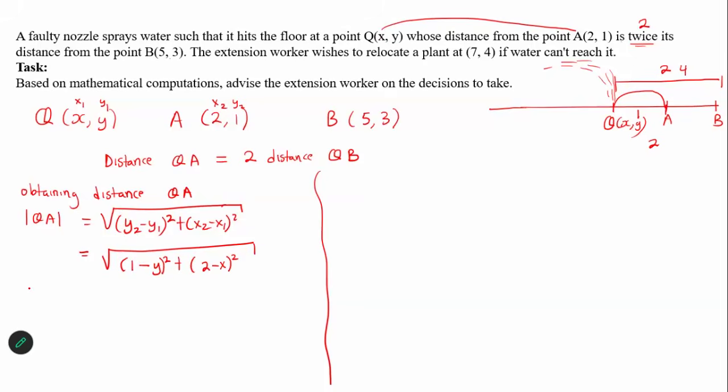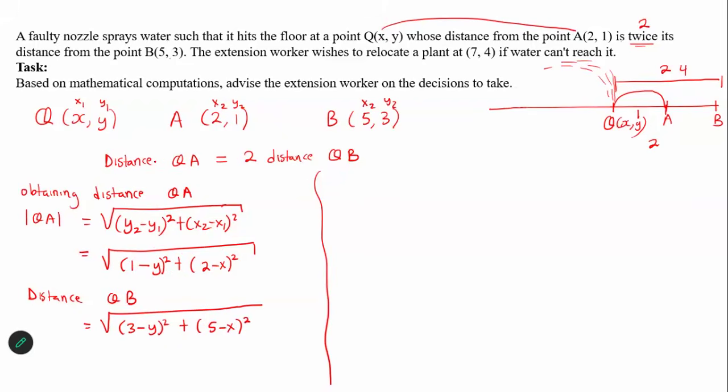Then after that, I obtain my distance QB. The reason why I'm doing this is because in case of any errors that you make, you still have a way you can get awarded. So here I have my x2, y2. I substitute again in the same equation. Our y2 is going to be 3. So we shall say (3 minus y) squared, then plus (5 minus x) squared, all under the square root.